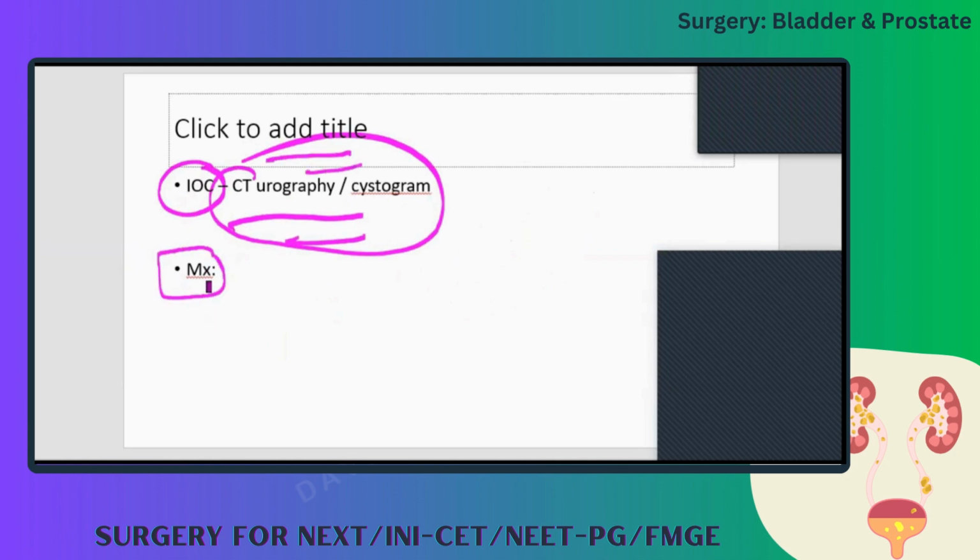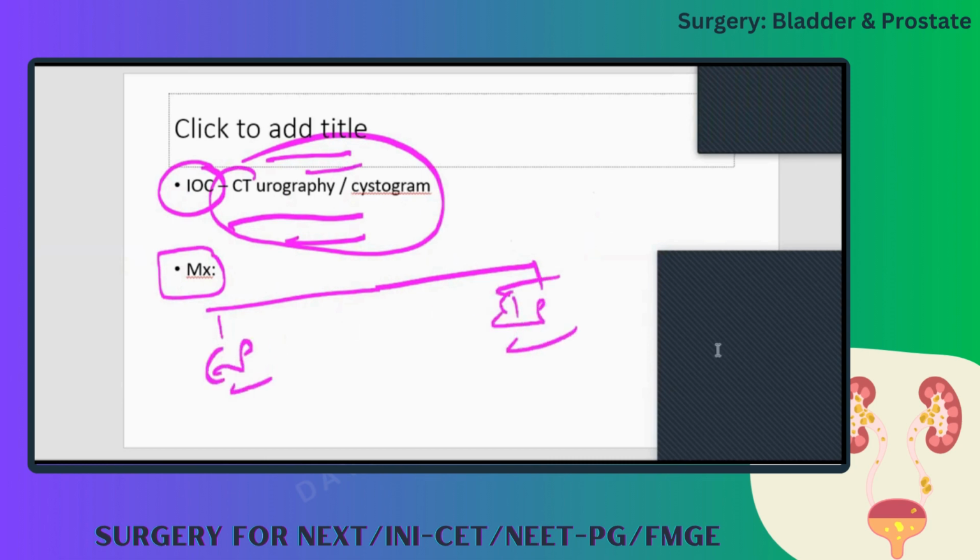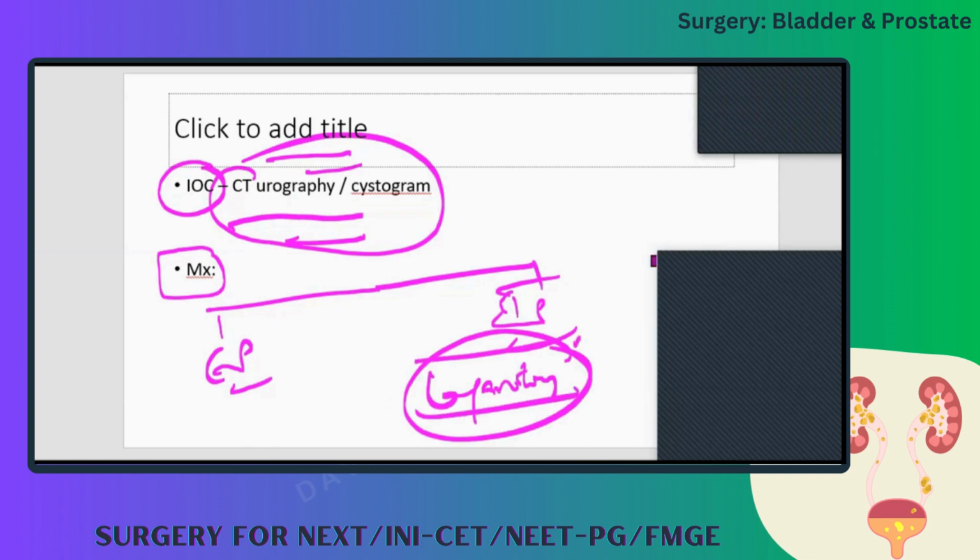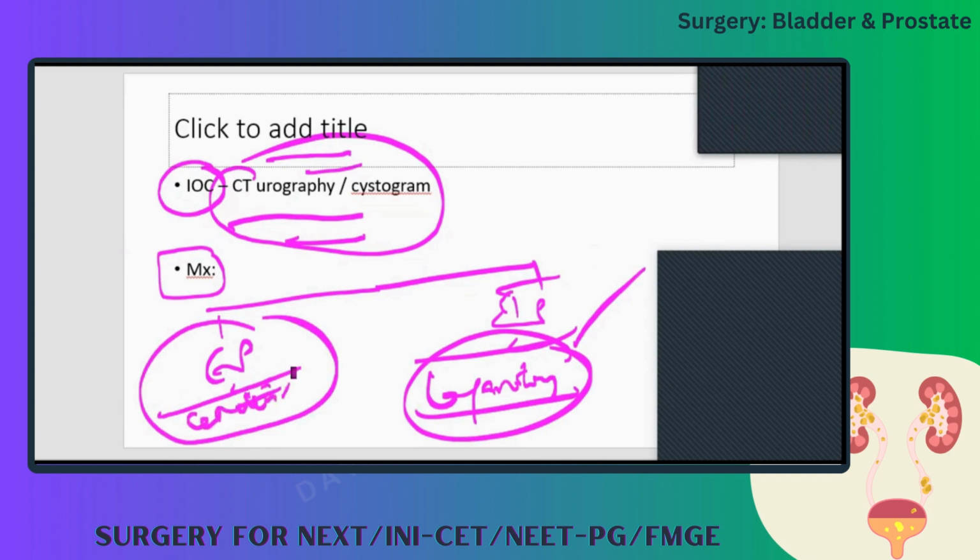Now you have to tell me the treatment options for extraperitoneal injury. What will you do for intraperitoneal? First, peritonitis is there. What will you do? Laparotomy. Very good. Laparotomy, peritoneal lavage, and bladder repair. For extraperitoneal, just catheterization. Just put a catheter inside the bladder. It will heal on its own.